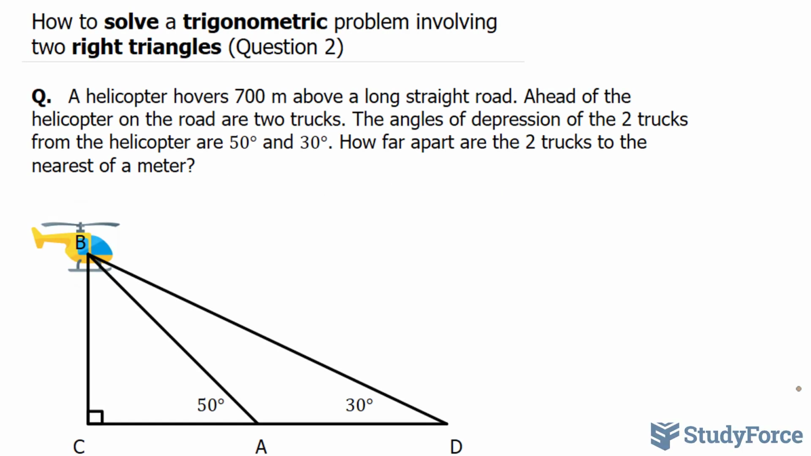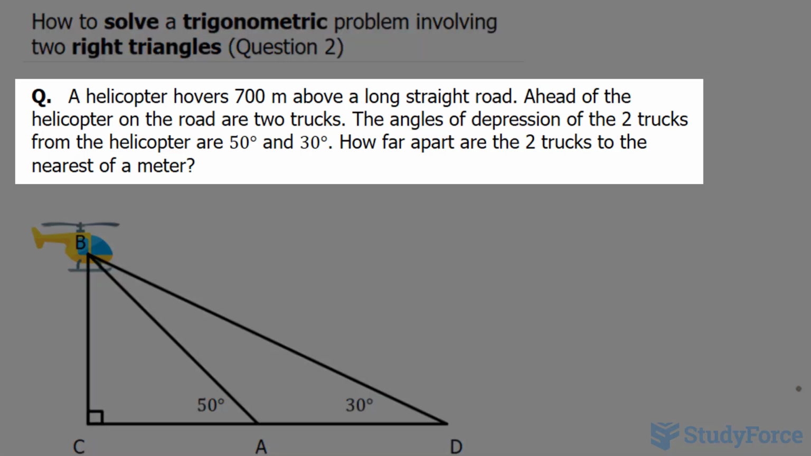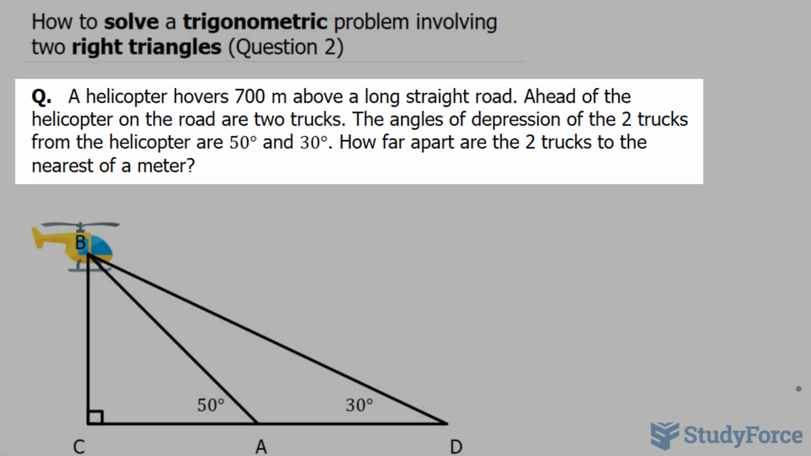In this video, I'll show you how to solve a trigonometric problem involving two right triangles. This is question 2. The question reads: a helicopter hovers 700 meters above a long straight road. Ahead of the helicopter on the road are two trucks. The angles of depression of the two trucks from the helicopter are 50 and 30 degrees. How far apart are the two trucks to the nearest hundredth of a meter?